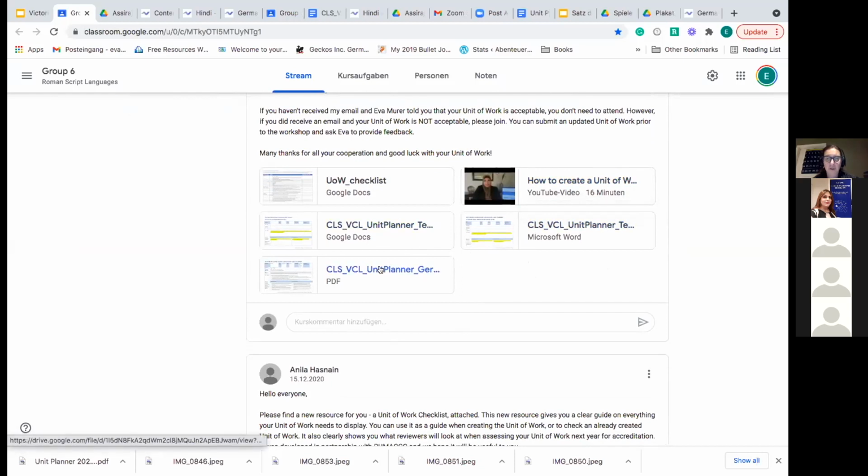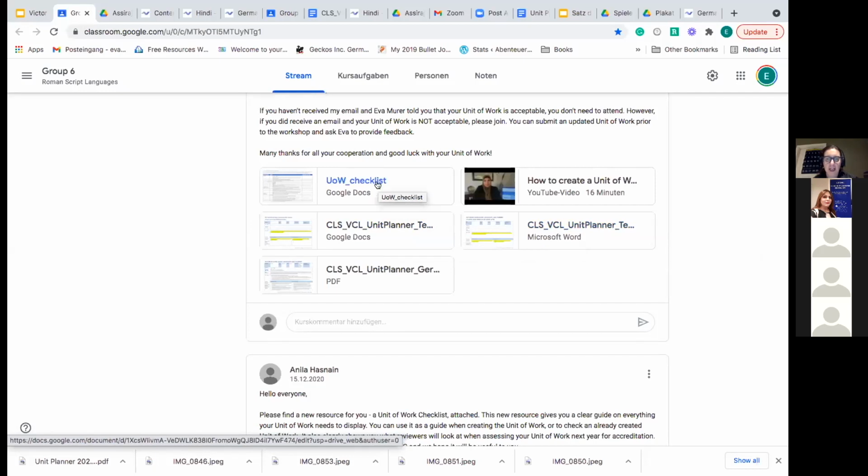You have 2 different unit planners, a German one and an Arabic one. And you have an empty unit planner as well, as a Google Doc and as a Microsoft Word document. You have to use these planners. Yeah, you have to use these templates. And I'll show you in a second how they look.